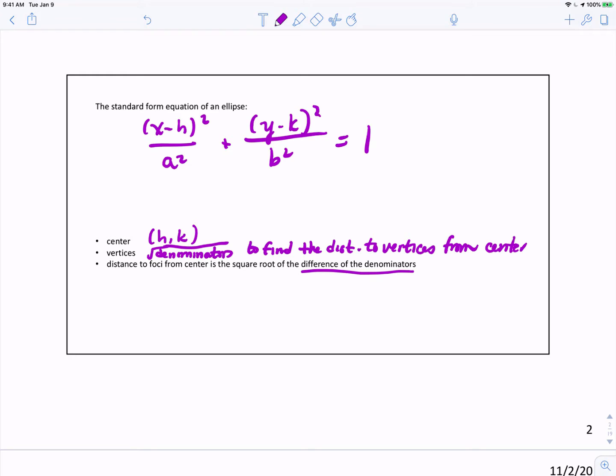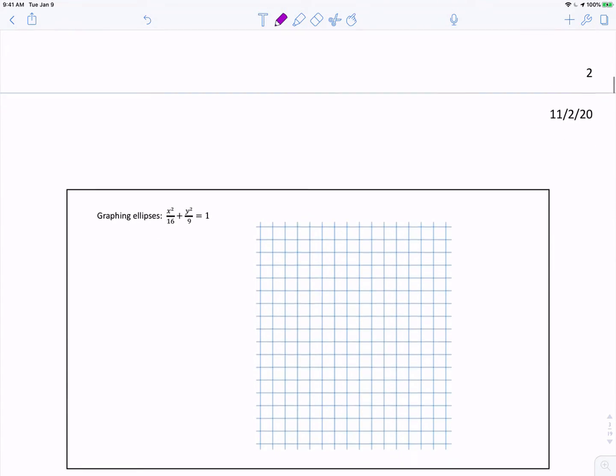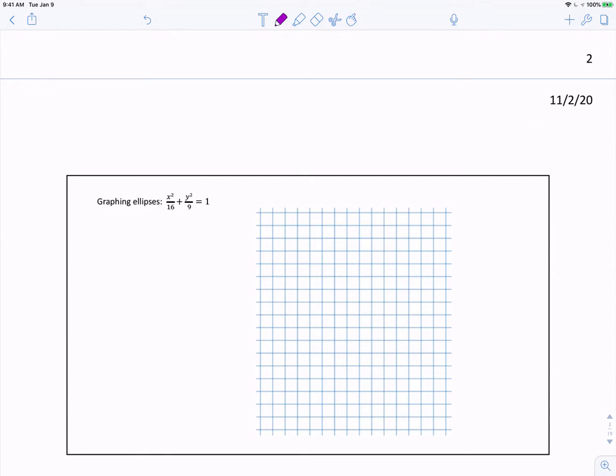All right, so let's take a look at an example to see if this makes sense. So here's this ellipse, x squared over 16 plus y squared over 9 equals 1. And we'd like to graph this ellipse.